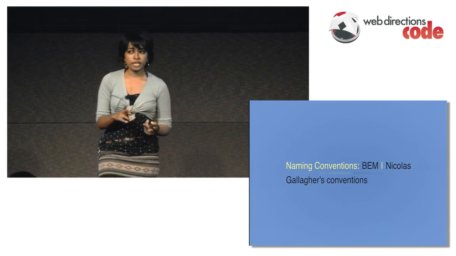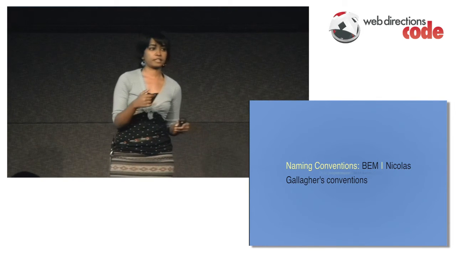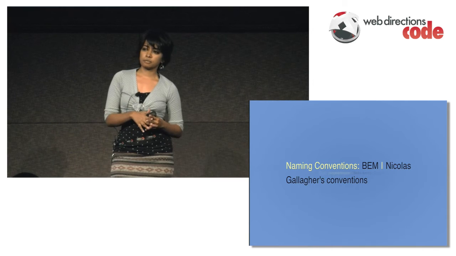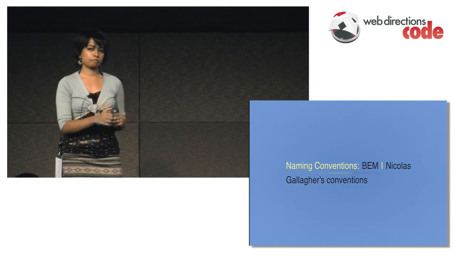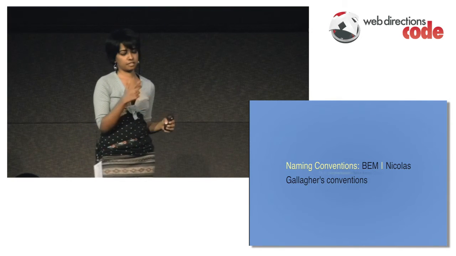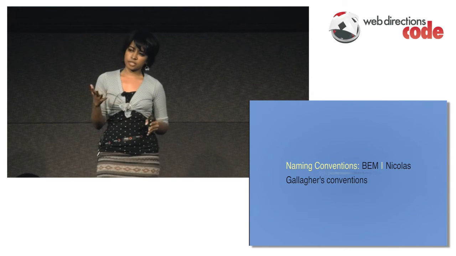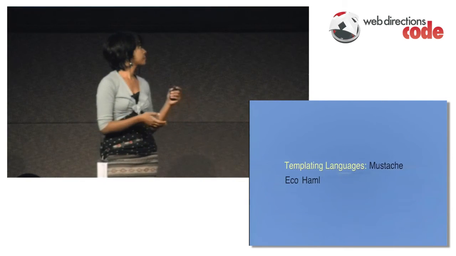So there is one naming convention called Block Element Modifier that has been pioneered by the people at Yandex, the Russian search engine. And they wrote a good article about that on Smashing Magazine. So I recommend you read it. It's a little bit complicated, though. So Nicolas Gallagher has a riff on it, which is a little bit simpler and easier to understand. And that's what I've been using so far. And it seems to be working for me.